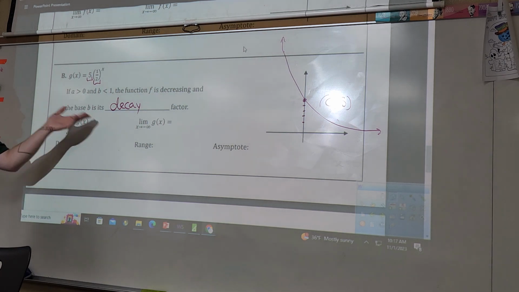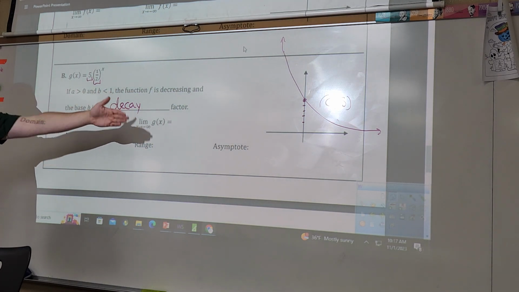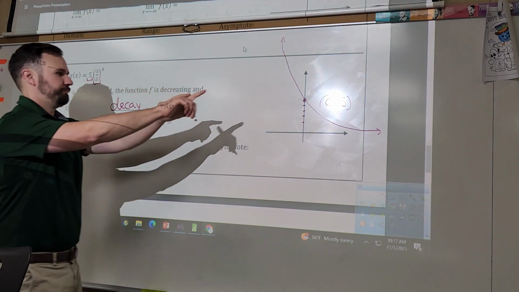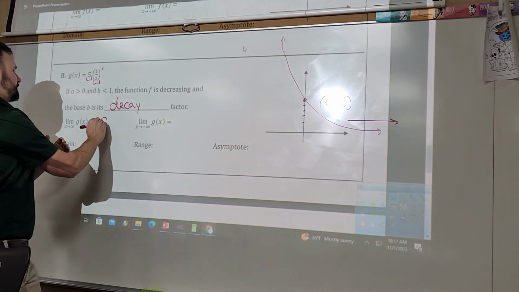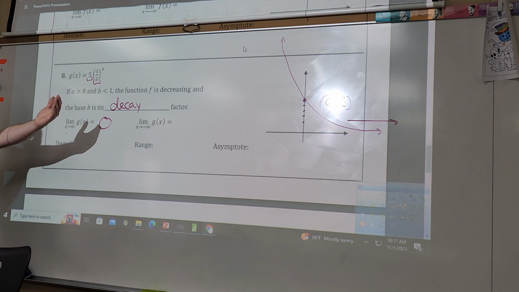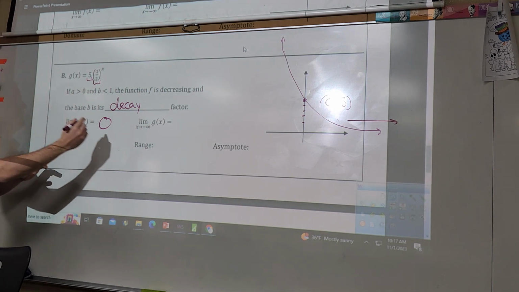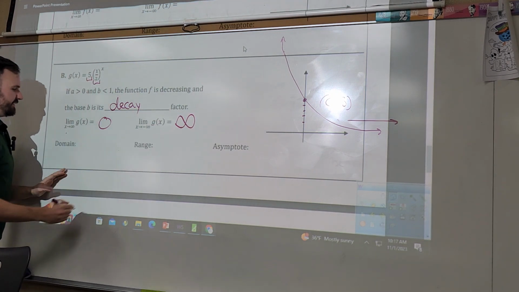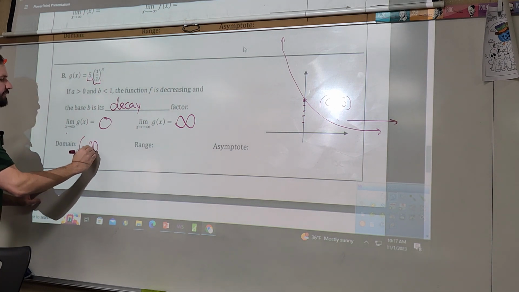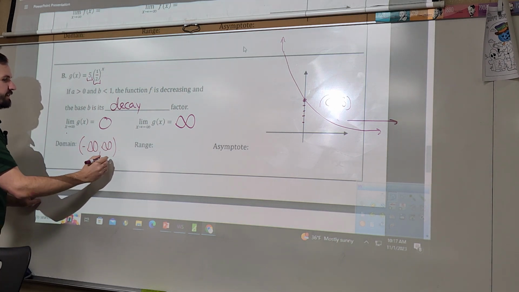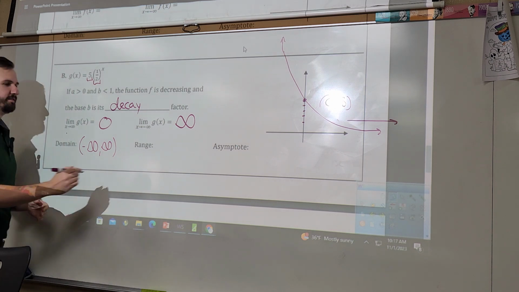All right. Now this one, everything's just flipped, right? What's my limit as I go to the right? 0. I'm going to get closer and closer to 0. What's my limit as I come this way? Infinity. What's my domain? Still negative infinity to infinity. And did my range change either?